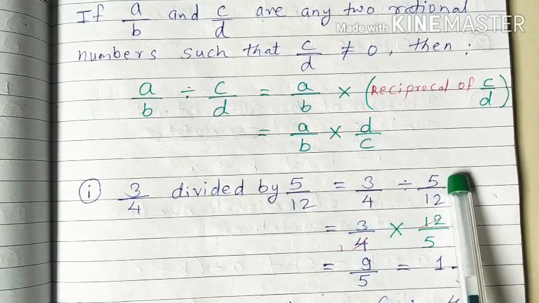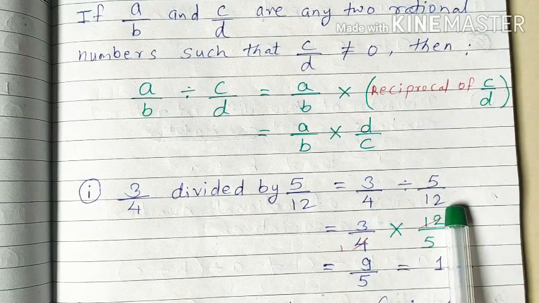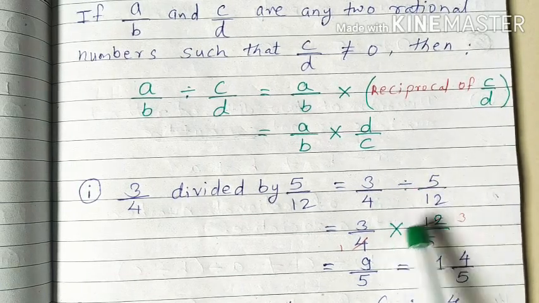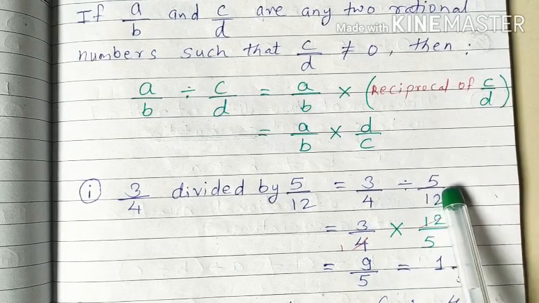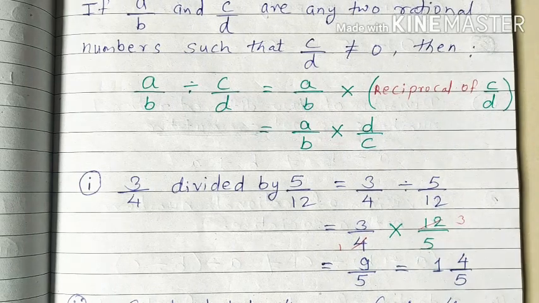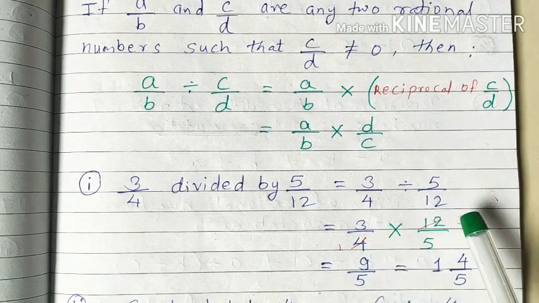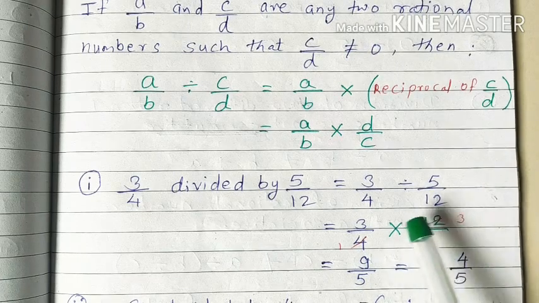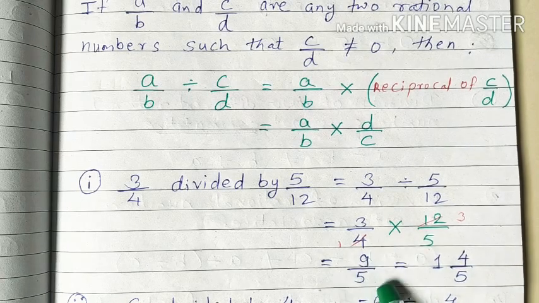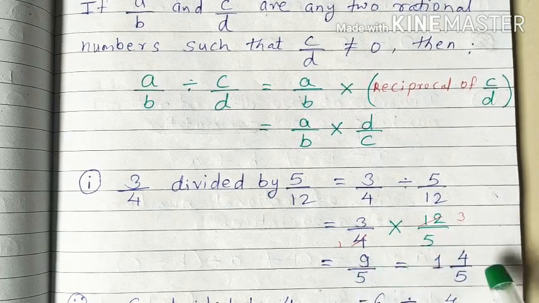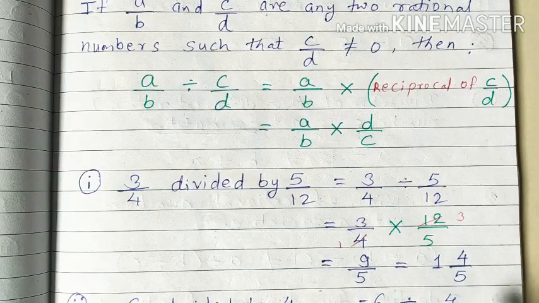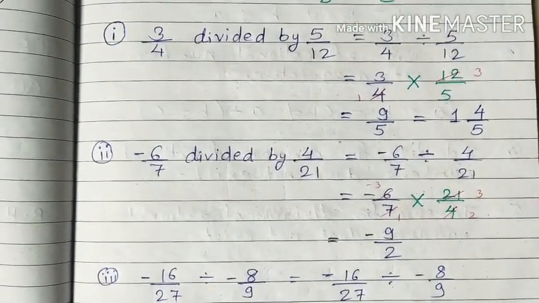So let us write in mathematical form, 3 upon 4 divided by 5 upon 12. Convert this division into multiplication and make a reciprocal of 5 upon 12. So the reciprocal of 5 upon 12 will be 12 upon 5. Got it? So 4 ones are 4, 4 threes are 12, and 3 threes are 9. 5 will remain the same as the denominator. This is the final answer, or we can also convert it into a mixed fraction like this: 1 integer, 4 upon 5. Right?